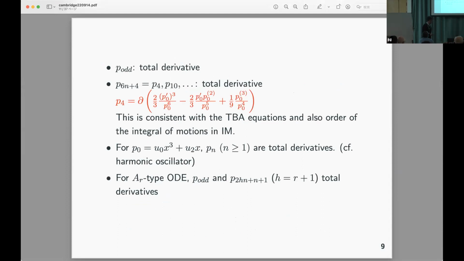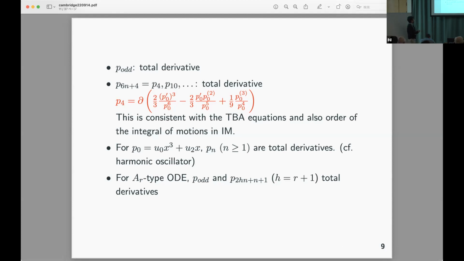Then we observe that the P odd terms become total derivatives. This happens very similarly to the second order cases. But we found that some part of the even series also becomes total derivative. This happens for this kind of higher order differentiation. Actually, the P4 I wrote down before can be written in the total derivative form like this. This turns out to be consistent with the TBA equations and also the integrals of motion corresponding to this ODE. This is funny, but this happens for higher order cases.